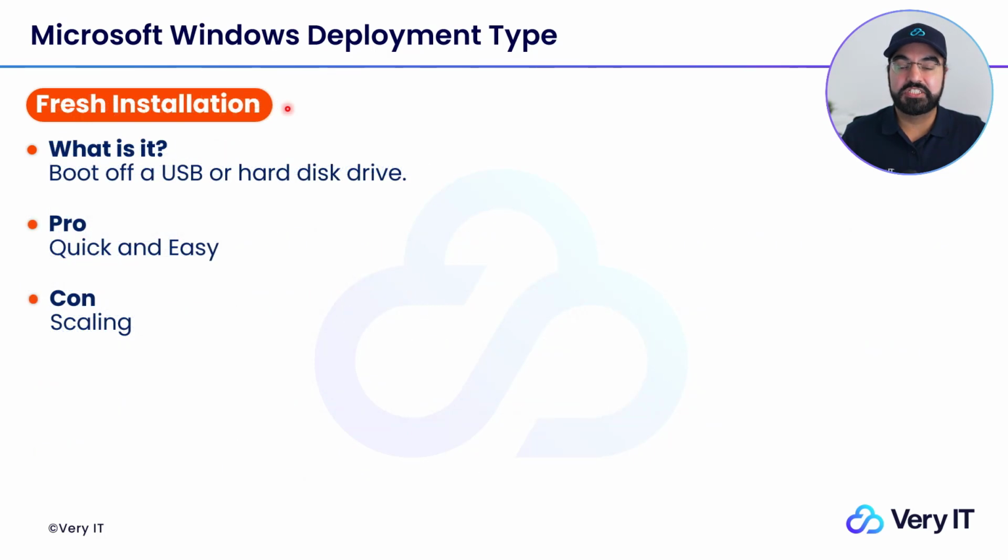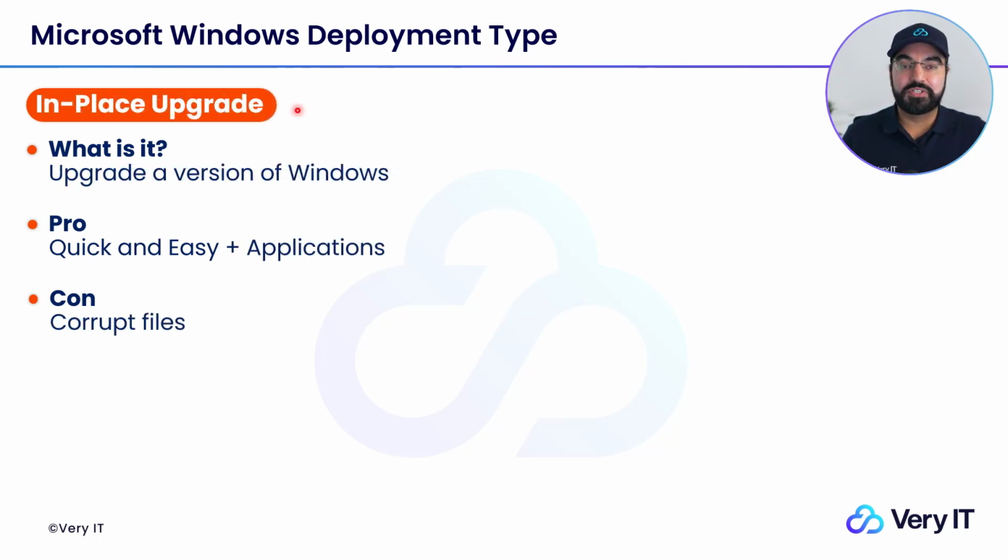Fresh installation is essentially when you are installing Microsoft Windows on a single device, be it from a USB stick or a hard disk drive. Now, it's good if it's for one single device. However, when you are scaling up to, let's say, a couple of hundred or even 1,000, you may have difficulty taking that one single USB stick or several to a few thousand machines, so it doesn't really scale up well.